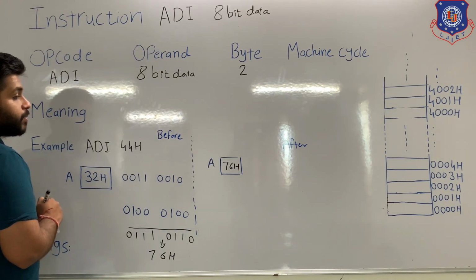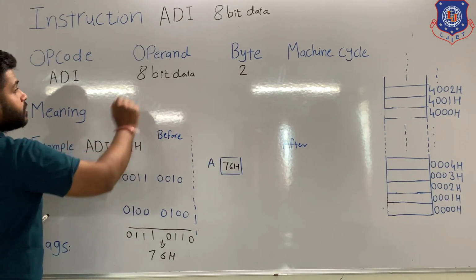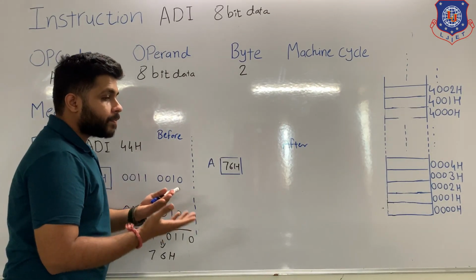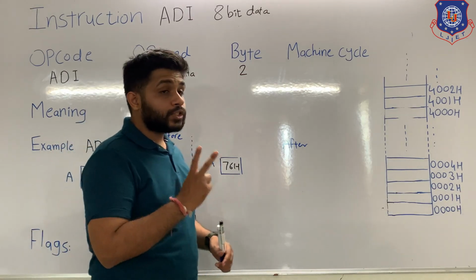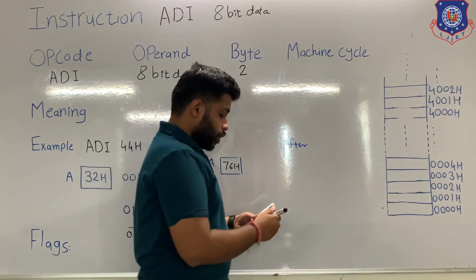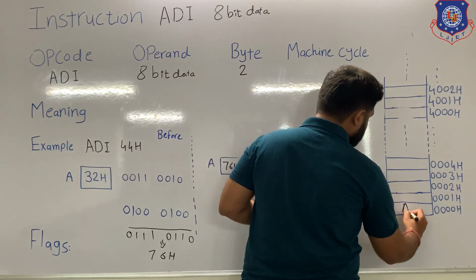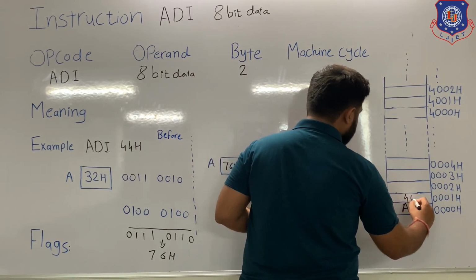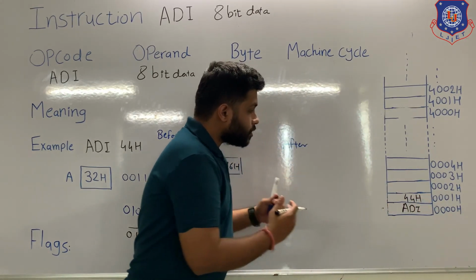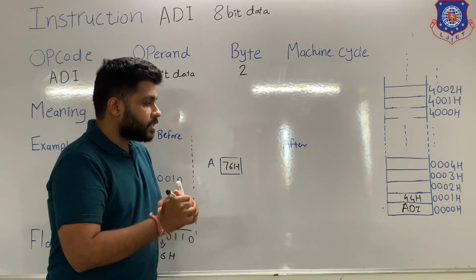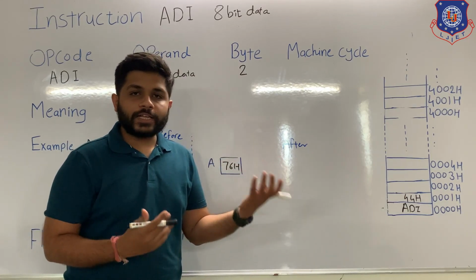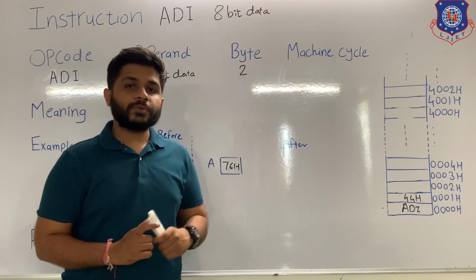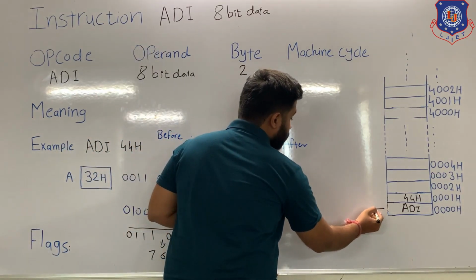Now let's see the machine cycle. Because this instruction is of 2 bytes, when we give this instruction in the memory, it will occupy 2 consecutive memory locations. So in the first location, the opcode will be stored, and in the next location, the data will be stored. After the instruction is stored in the memory, the processor will start its task, that is to fetch, decode and execute. To fetch the instruction, the processor will perform the first machine cycle, that is opcode fetch.